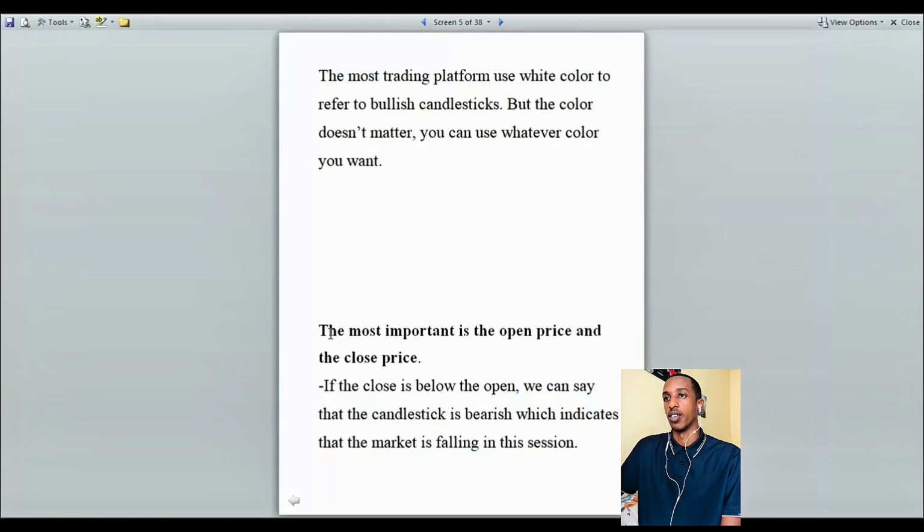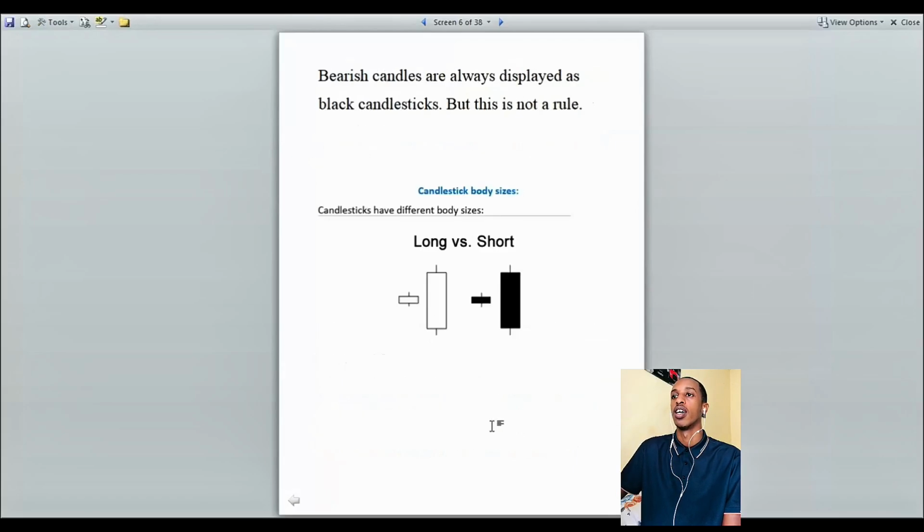So the most important are the open price and the close price. If the close is below the open, we can say that the candlestick is bearish, which indicates that the market is falling in this session. Bearish candles are always displayed as black candles, but this is not a rule.